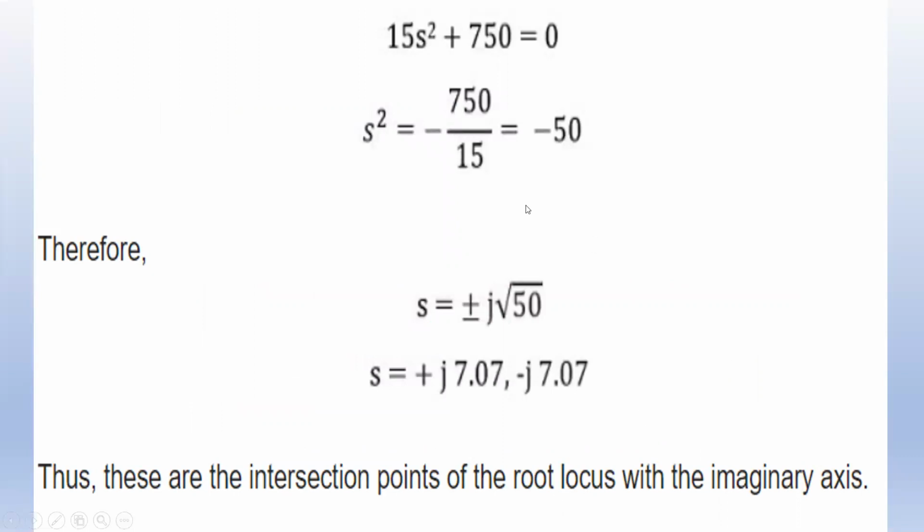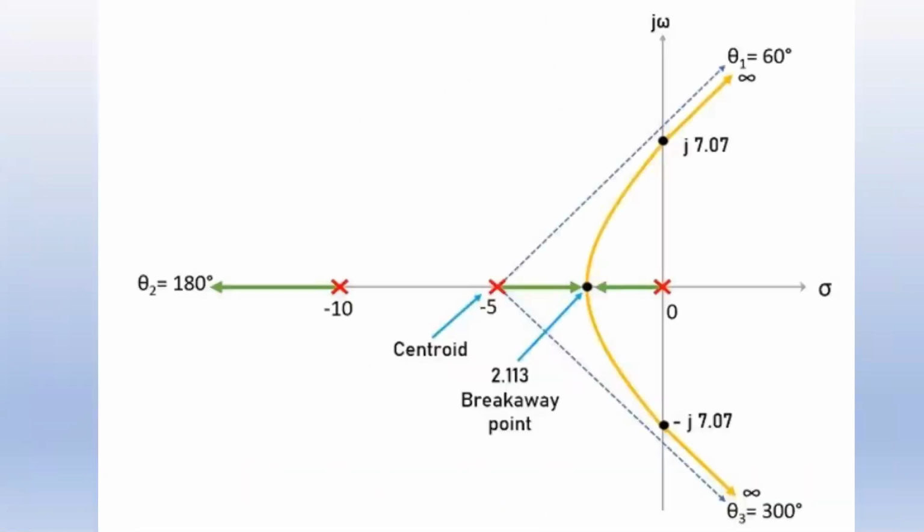And if we solve the auxiliary polynomial, which is 15s square plus 750 equal to 0, we have s equal to plus or minus j root 50 over here. So these are the 2 points where the root locus intersects with the imaginary axis. So this is how we can find out the root locus crossing with the imaginary axis. So we have all of our points, so we can plot the root locus as follows.